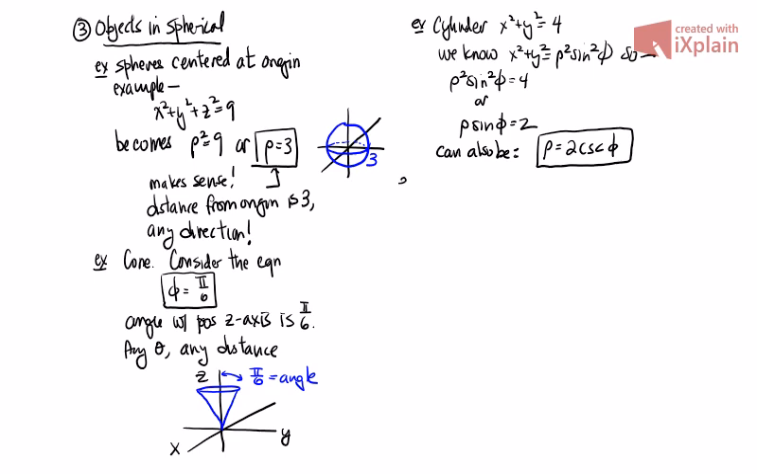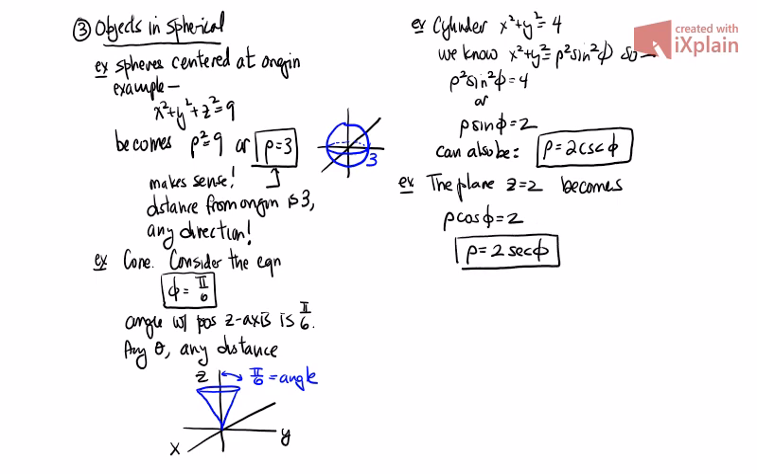And then last but not least, planes aren't particularly nice. So the plane z equals 2, this becomes, we know that z is rho cosine phi. So if we solve for rho in this one, we get 2 secant phi. Again, not so nice for a plane, but that's what it is in spherical. Not so nice at all. So these are some basic objects. We'll have a few more as we go, but these are good fundamental ones to keep in mind.